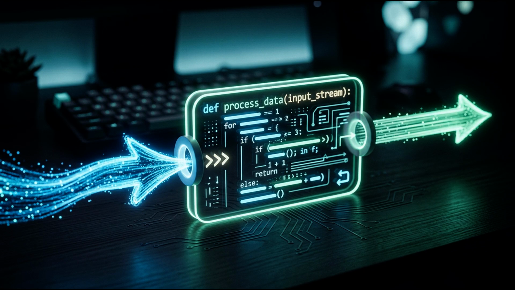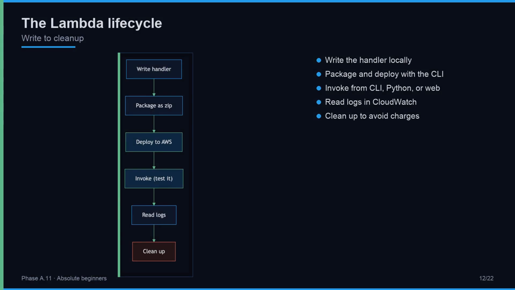Every lambda is one Python function with a clear job: receive an event, do work, return an answer. One function, one job. Here is the complete life of a lambda function, step by step. You write the handler in a file on your laptop. You package it. For a simple function, that means zipping the file. You deploy it to Amazon with a single command that gives the function a name and an execution role. You invoke it, either from the CLI, from Python with Boto3, or from a web trigger. You read the logs in CloudWatch to see what happened and debug errors. Finally, when the lesson is over, you clean up: delete the function, the role, the logs. Cleanup is how we avoid charges. Every lesson in this section follows this same arc.